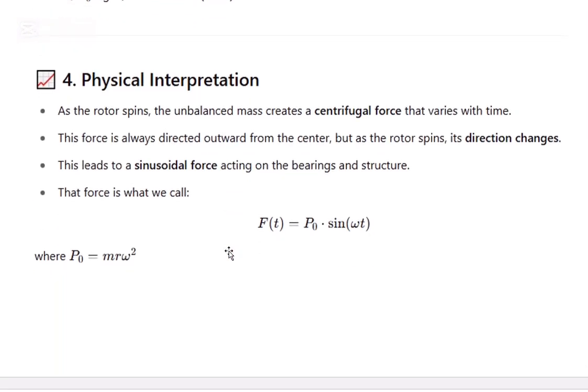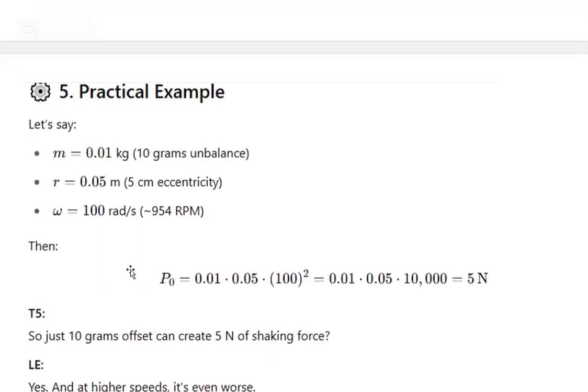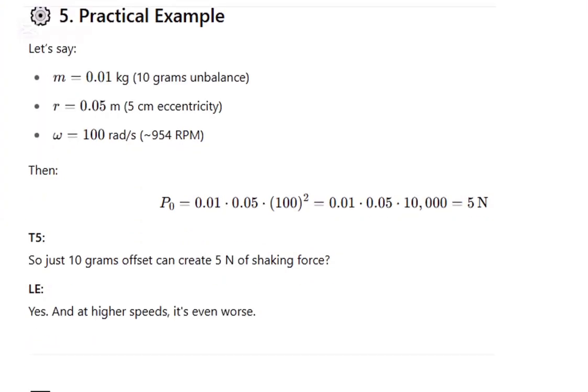Physical interpretation. As the rotor spins, the unbalanced mass creates a centrifugal force that varies with time. The force is always directed outward from the center. As the rotor spins, its direction changes. Sinusoidal force acting on the bearings and structure. Practical example. m equal to 0.01, radius, omega. Even with just 10 grams, a 5 Newton force is coming. At higher speeds, it's even worse.